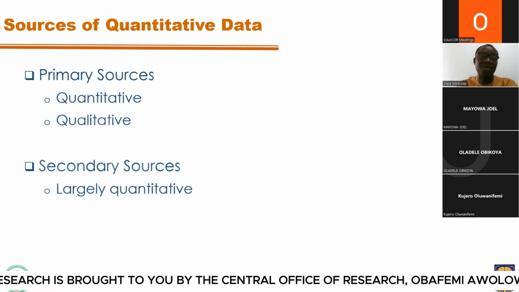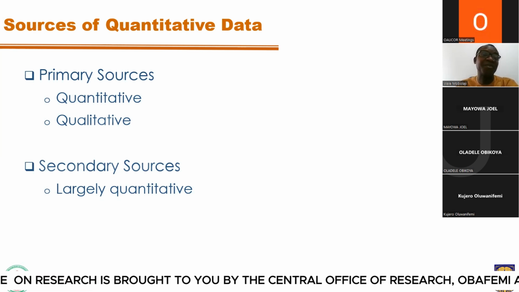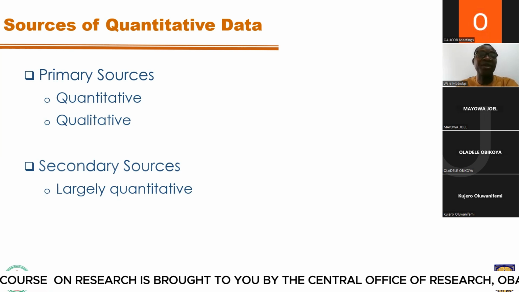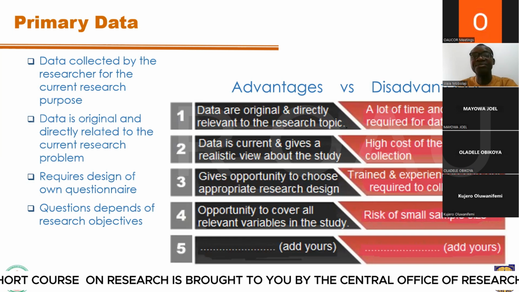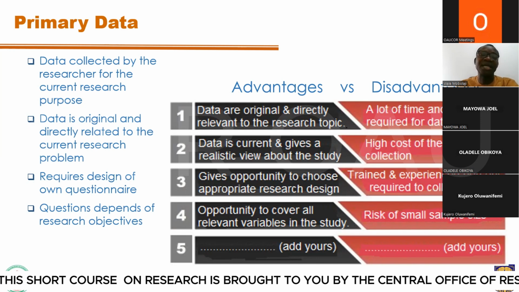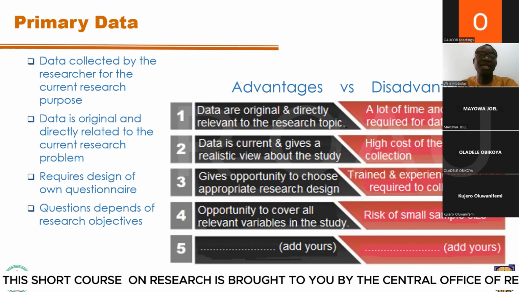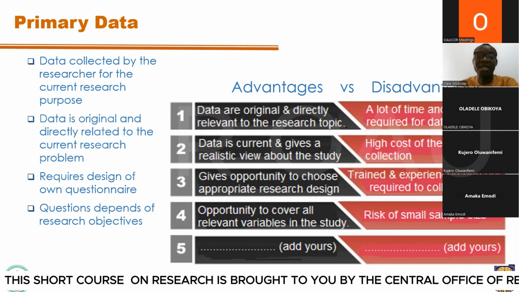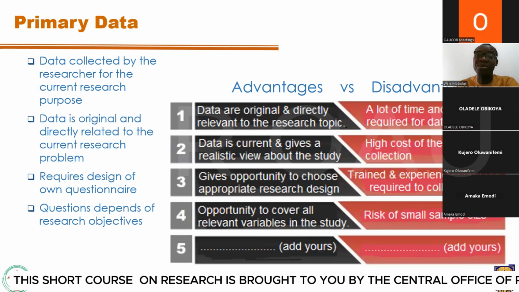So that is secondary. But then there are pros and cons of using either of the two, primary or secondary. If you are using primary data, of course, there are some advantages. You know that the data is yours and it's original. It's directly relevant to your research topic, and it addresses the current issue at hand. It gives a realistic view about your study. Not only that, it gives you the opportunity to choose the appropriate research design for your study. And of course, you can cover as many variables as possible.